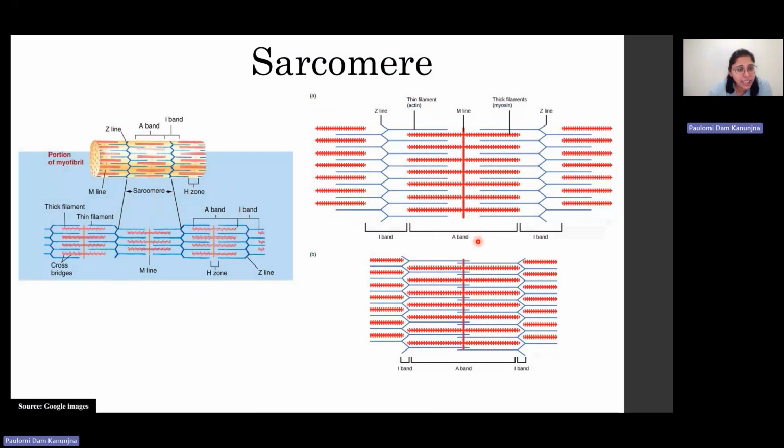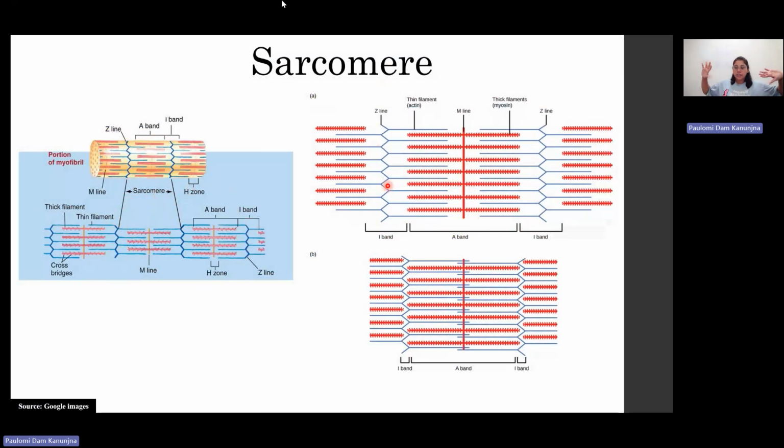A band is basically your myosin thick filament stretch. So you can see here, I band is the region without any myosin, just the actin. Okay. So what you need to remember is this basic idea. What happens to this when the muscle is contracting becomes easier if you remember what each particular region is referring to.